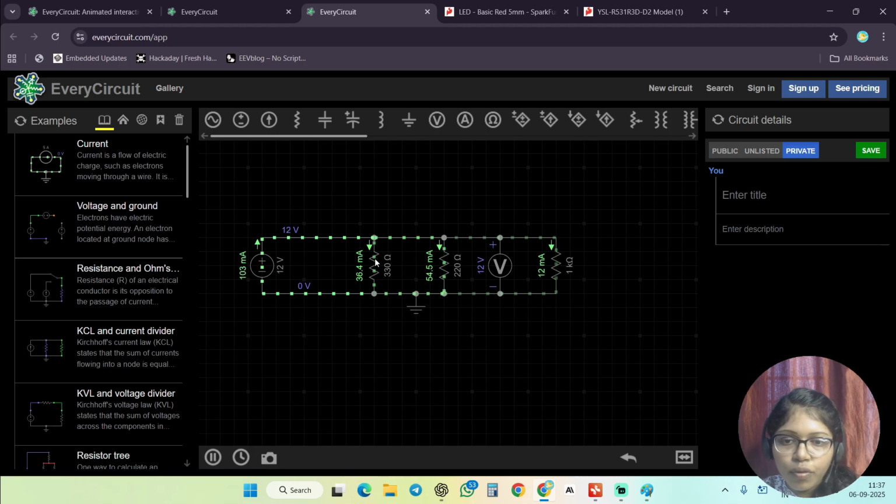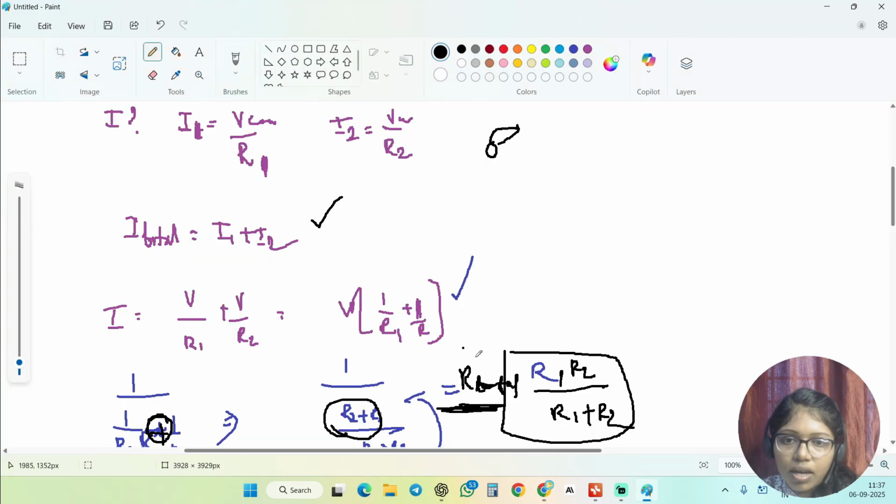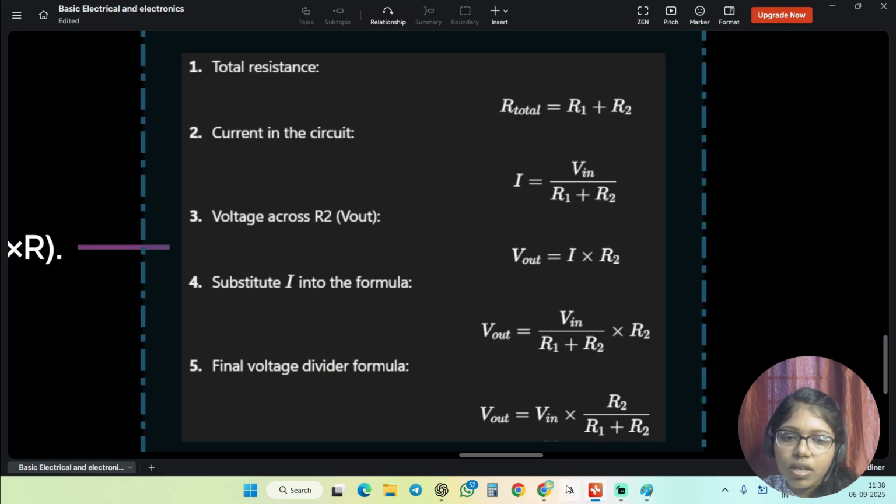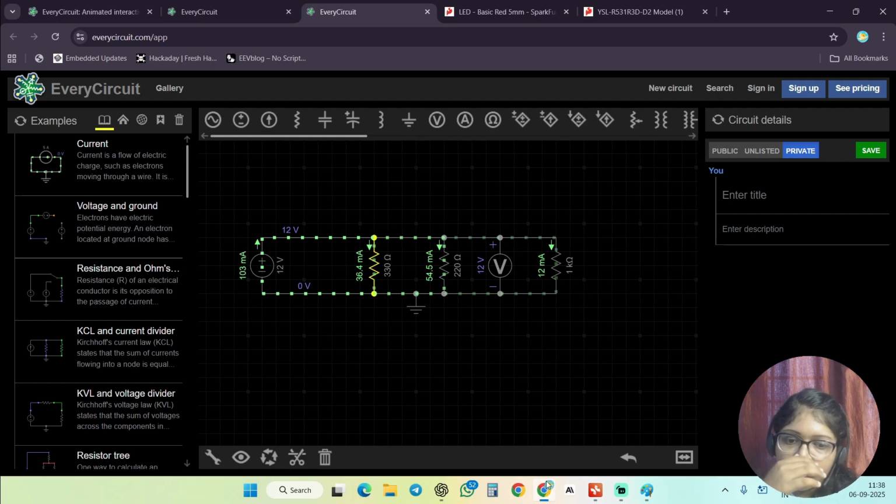If I want to find it for each one, you can easily check with I equals V by R1. You can easily find the first branch current. If you want to find the resistance, you simply use R1 equals V by I, so you can also find the resistance through this. If you want to find the total amount of current, you simply go to this formula, which has been applied.